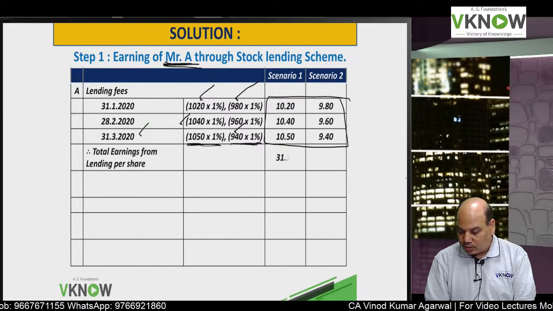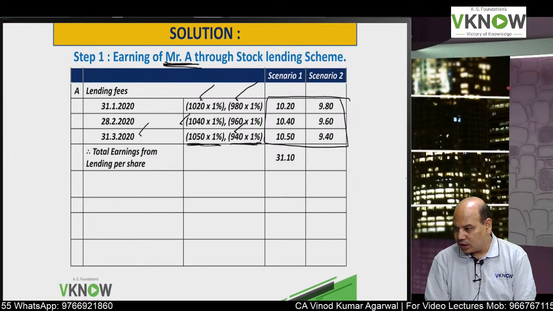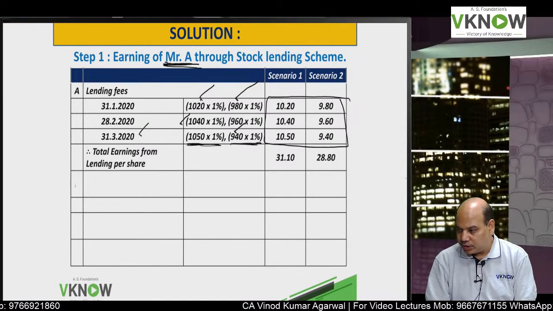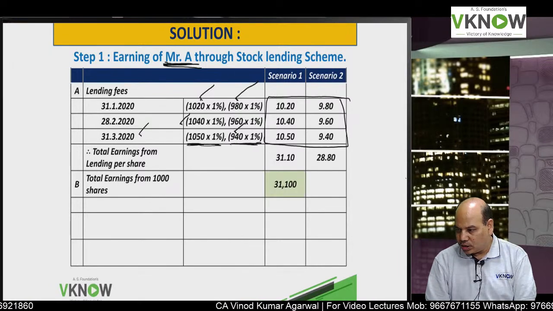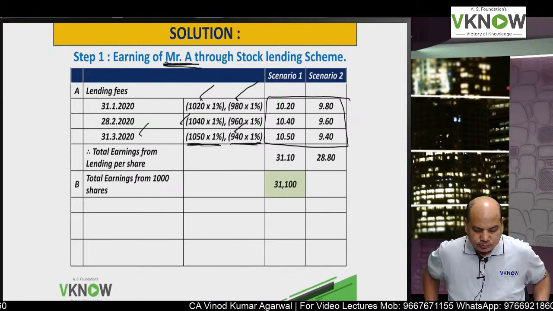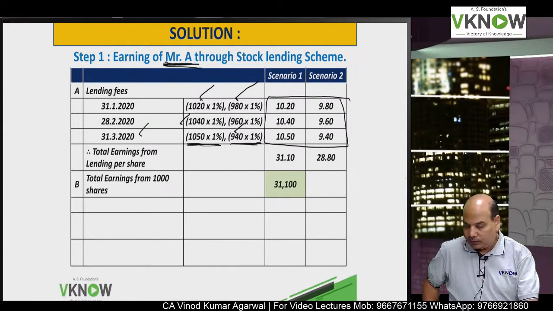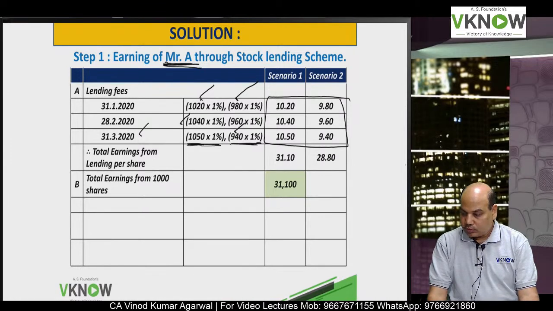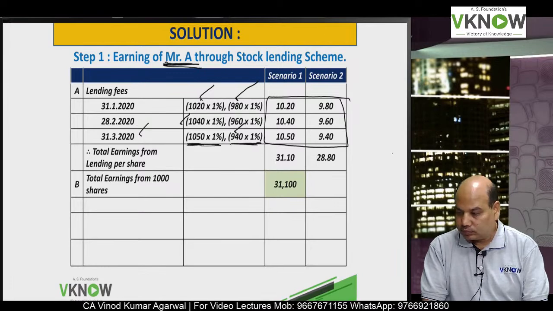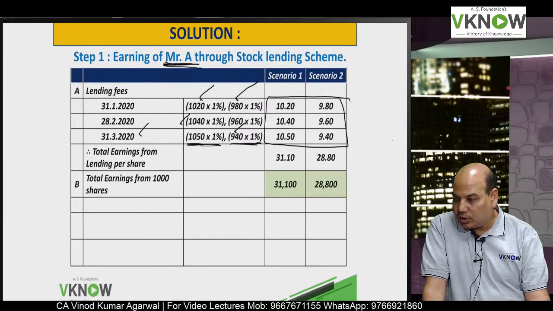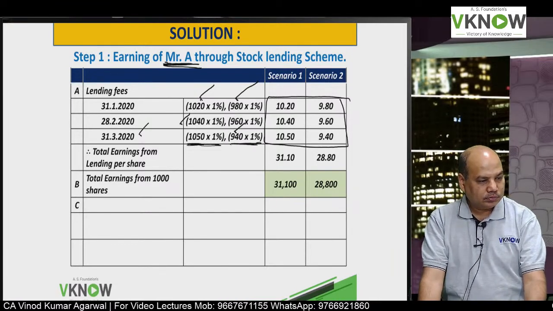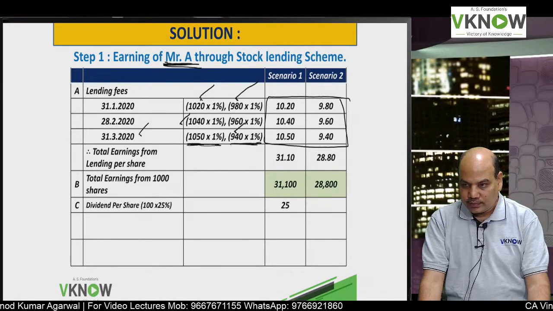So write down total earning from lending. You will add the previous three figures: 31.10, 28.8. Then write down total earning from 1000 shares, that will be 31,100 and 28,800. Now write down dividend per share.